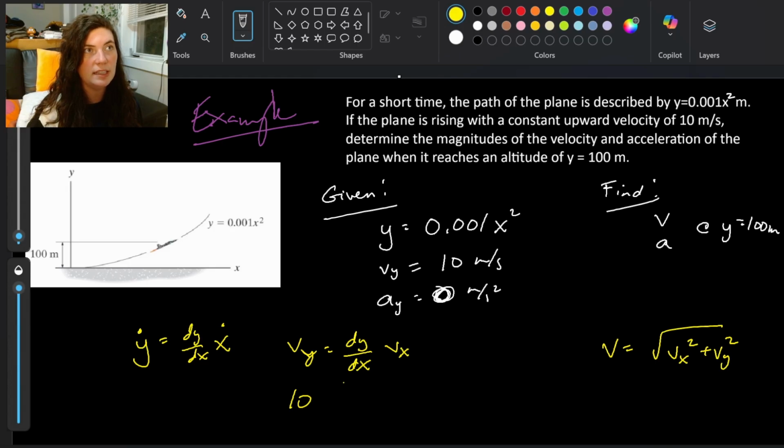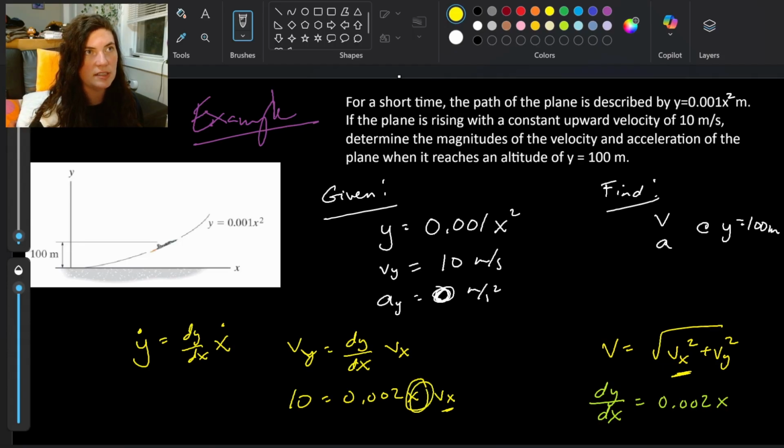Now for this dy/dx term, all that is the derivative of my y function with respect to x. The y function we had was 0.001 x squared. So if I take the derivative of that, the derivative of y with respect to x is going to be 0.002 x. So I can plug that into this equation as well: 0.002 x times Vx. And Vx is what I'm looking for so that I can plug it into my magnitude function over here.